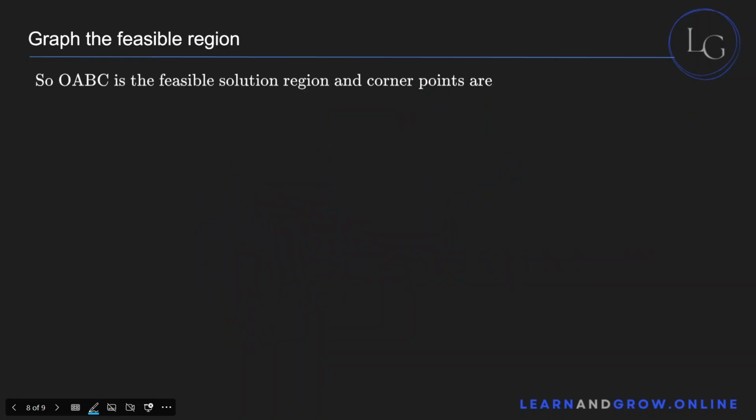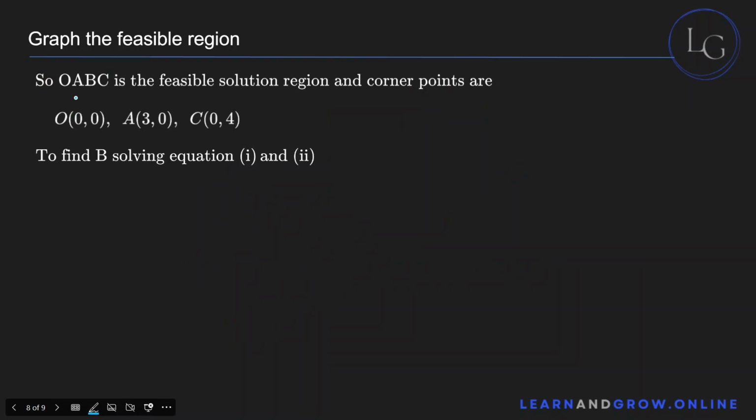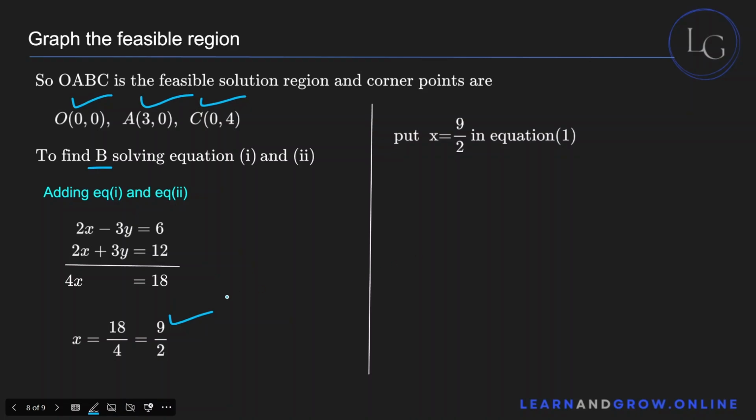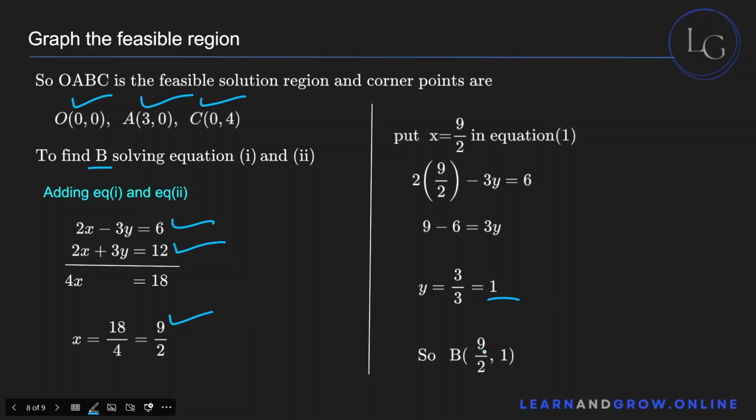Now we have to find the corner points as well. We already have the corner points O, A, and C. To find B, we just need to find the coinciding point of both associated equations. And you do that by adding them up as simultaneous equations. You find out that the value of x is 9 by 2. And when you plug in 9 by 2 in any one of these two equations, you can get the value for y, which turns out to be 1. So the point B is 9 by 2, 1.